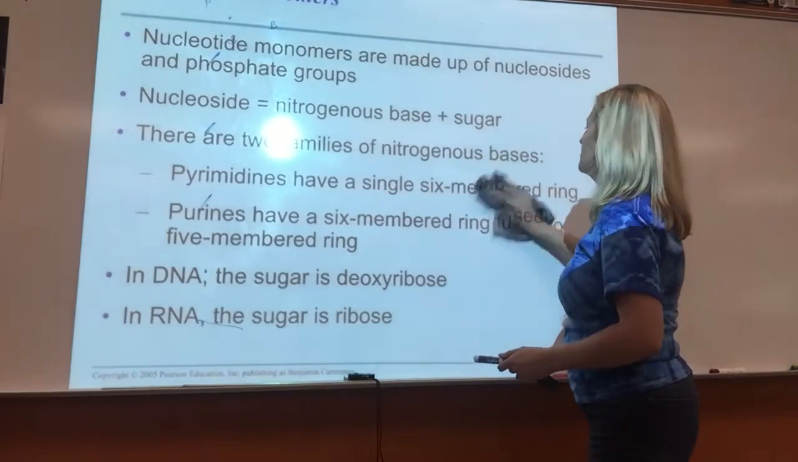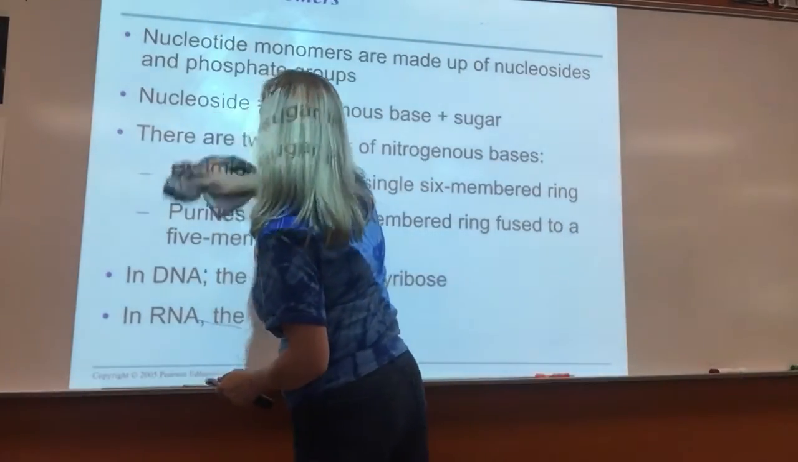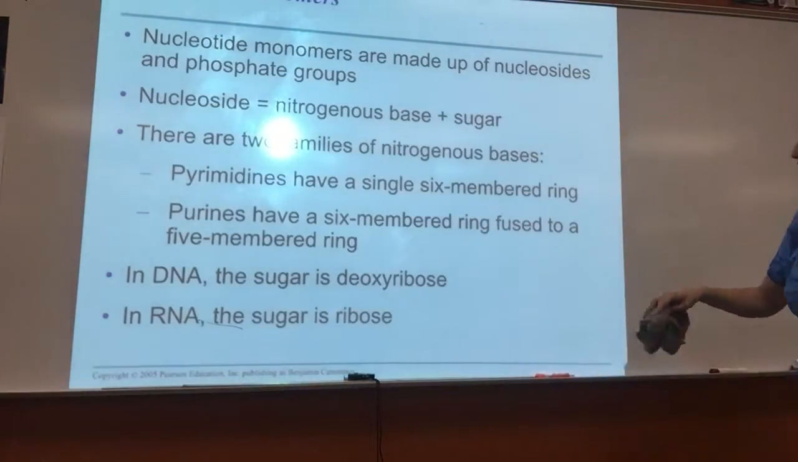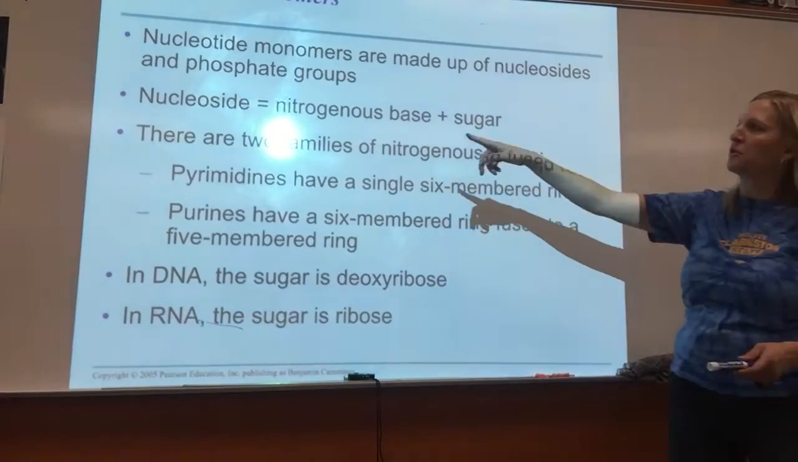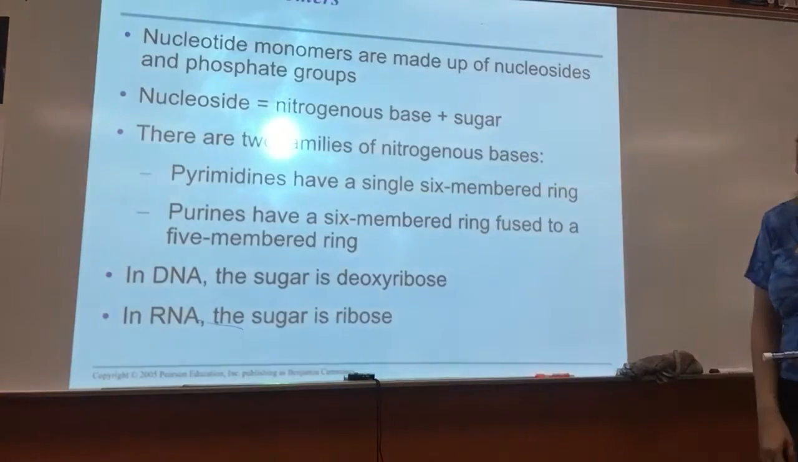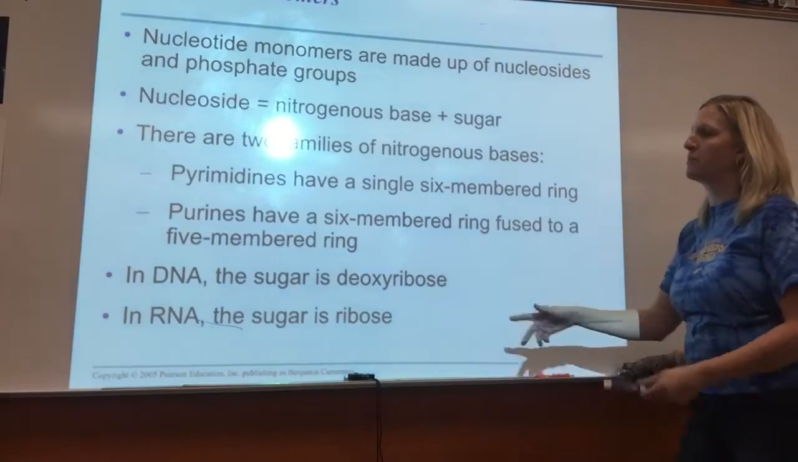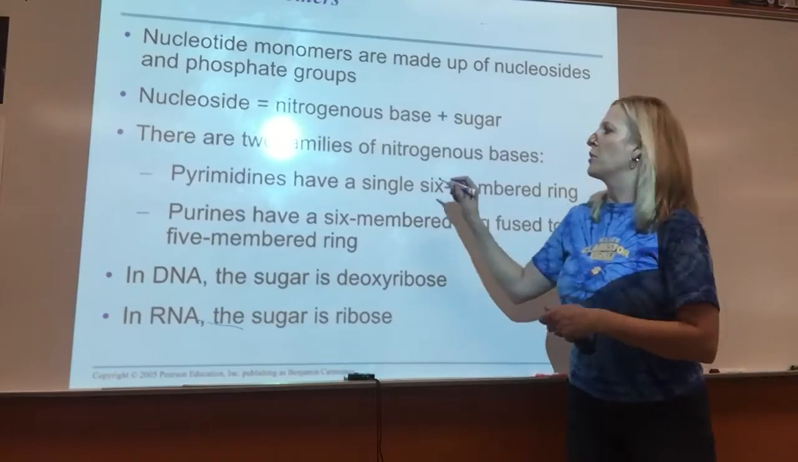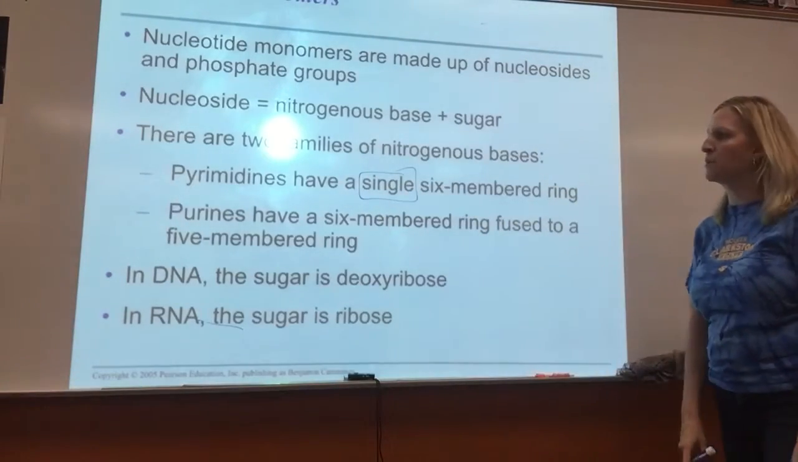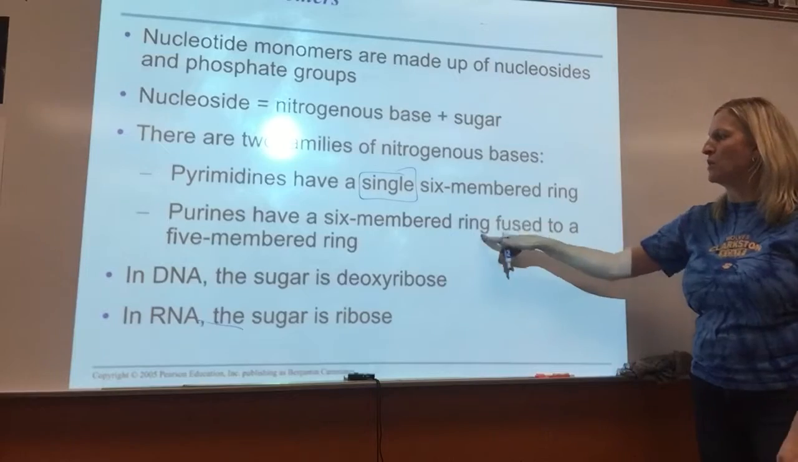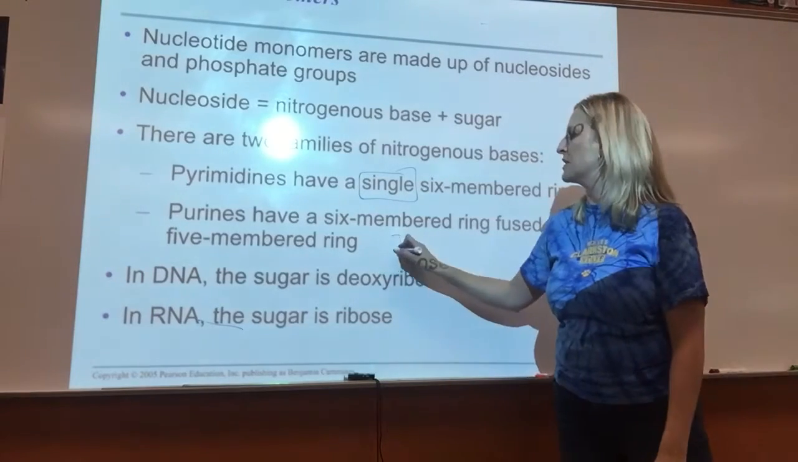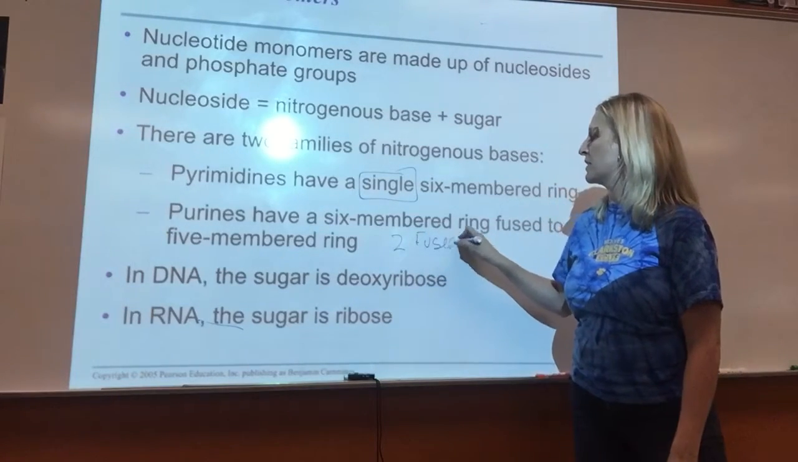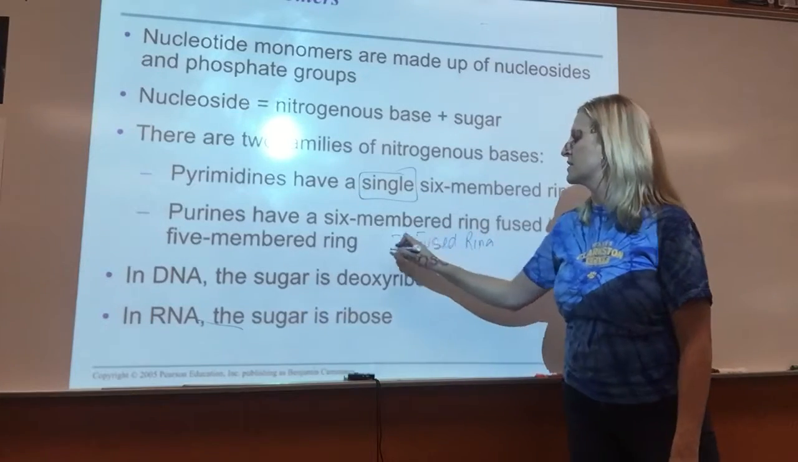So these nucleotide monomers are made up of the nucleoside and the phosphate group. And remember, the nucleoside is the base and the sugar. Let's talk about the different bases. I wrote on there that the base can change from nucleotide to nucleotide because there are different kinds of bases. So we have two categories of bases, pyrimidines and purines. Pyrimidines have a single 6-member ring. Purines have one ring fused to another ring. So this one has two fused rings. That's what we're looking at, one ring versus two.